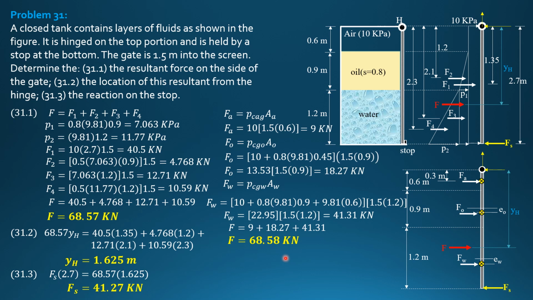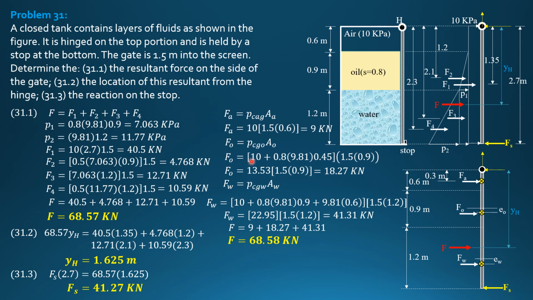Next is this one. But we need moment arms of F of oil. F of air is already 0.3. F of oil is 0.6 plus 0.45 plus E of oil, while the moment arm of F water from the hinge is 0.6 plus 0.9 plus another 0.6 plus EW. So let's solve for EO and EW.